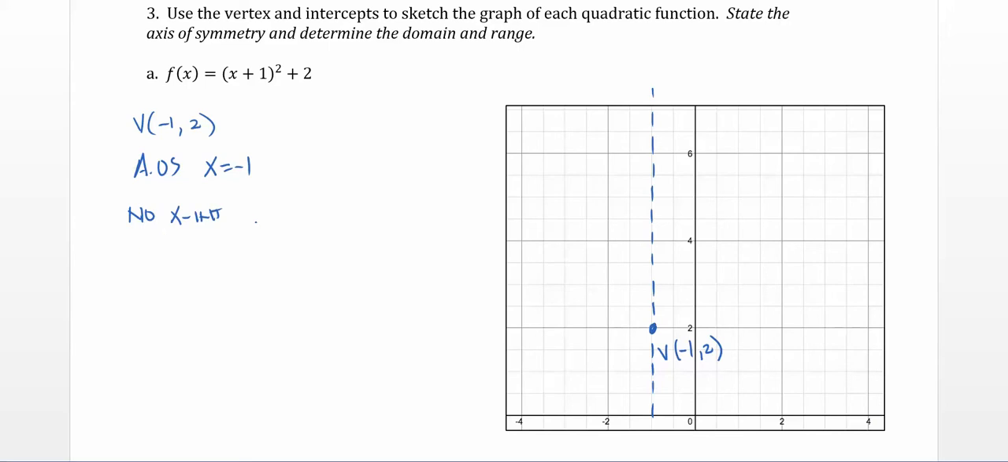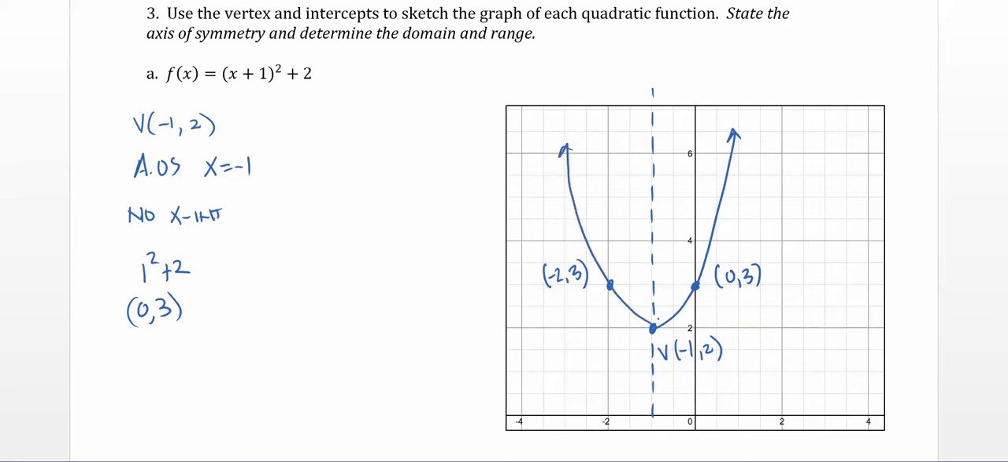To get the y-intercept, I'm going to let x equal 0, so I'm going to have 1 squared plus 2, which is giving me 3. So then I know the point 0, 3 has to be on the graph. So 0, 3 would be right here. Here's the point 0, 3. And if I go the other way, on the other side of the axis of symmetry, I would get -2, 3. And that's enough information to actually sketch my graph in a decent manner, right?